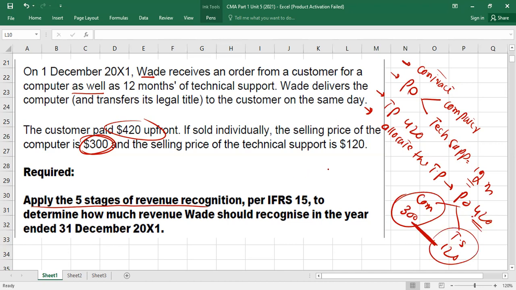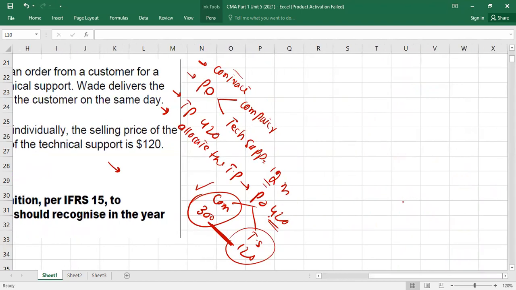Right? And now step number 5 is what? We will recognize the revenue when or as the performance obligation is satisfied. So tell me which performance obligation is satisfied. The computer performance obligation is satisfied. How do you know? Because the computer is delivered. So it means what entry can I pass? Double entry, if you know. If you don't know, just learn how to pass the entry.